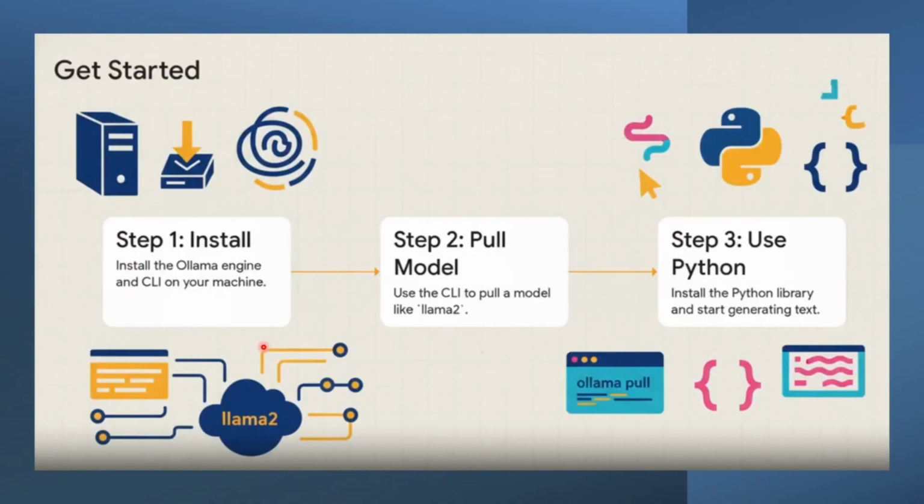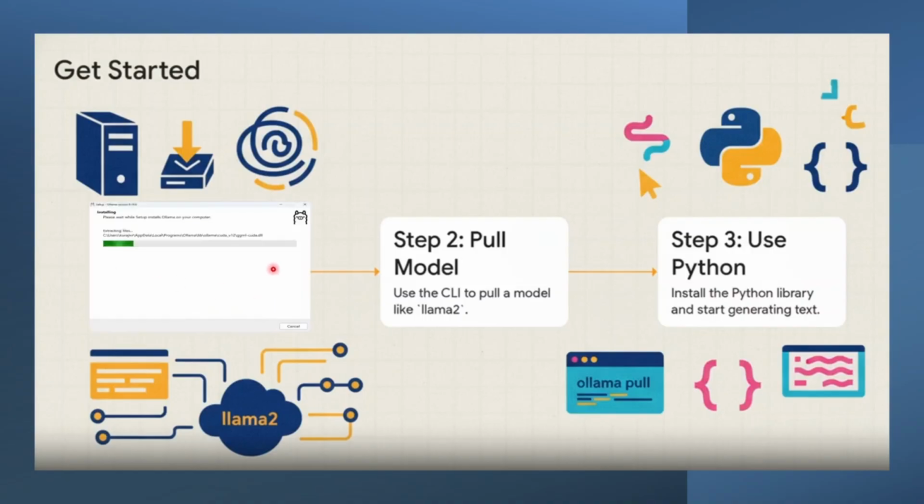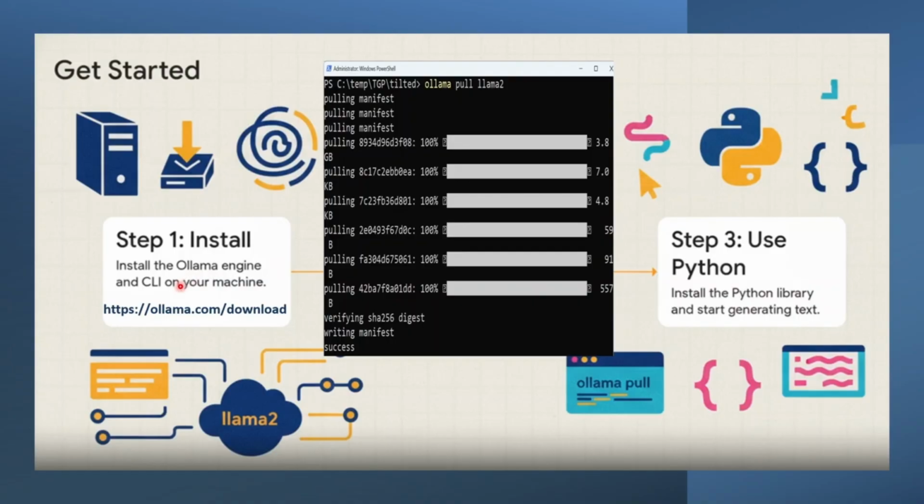So only three steps we will be following today, and after these three steps, we'll have the LLM configured locally on our setup. We'll start with install, pull the model, and use Python. That's all we'll be doing. For the installation, we only have to go to this download page, and as per our current operating system, we'll download the package. Once it has been downloaded, we'll just start the installation.